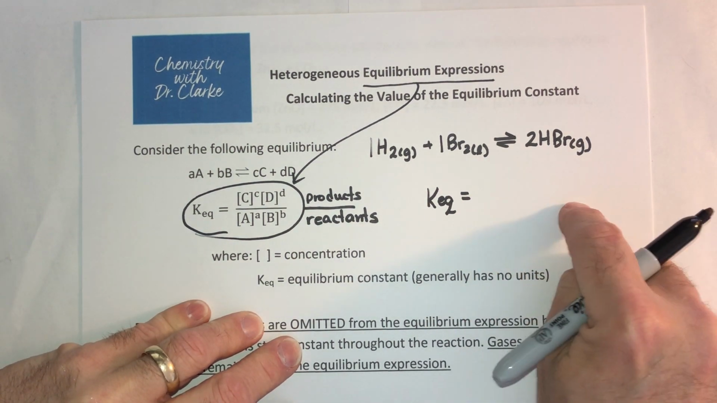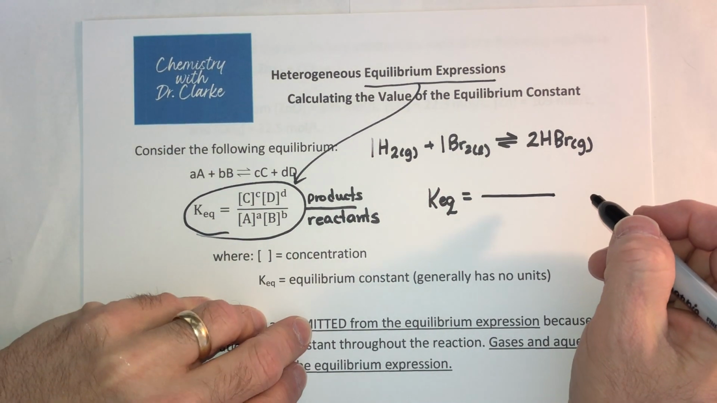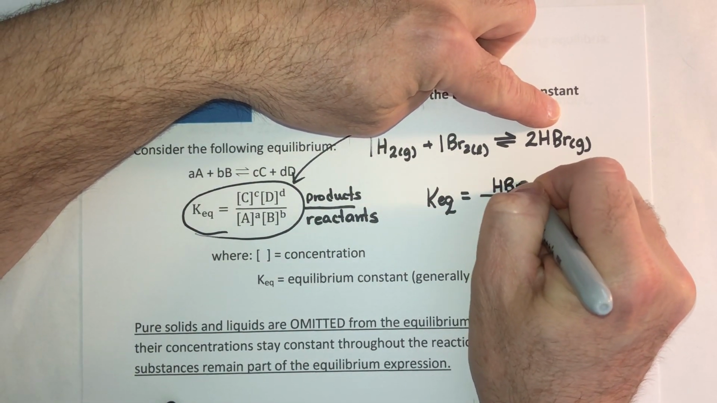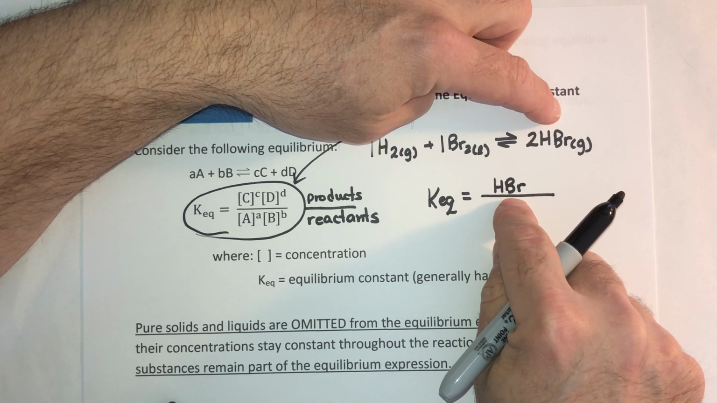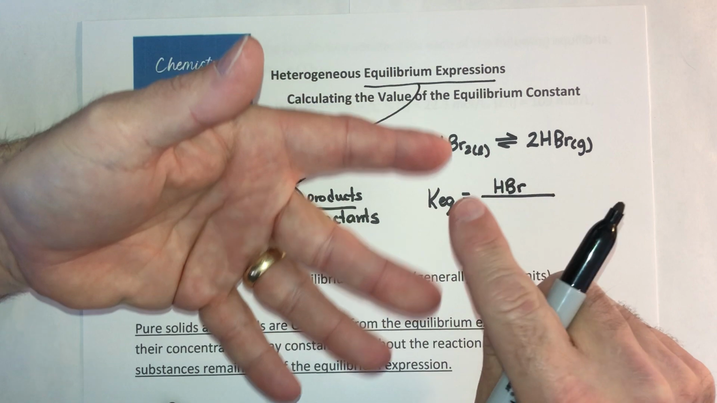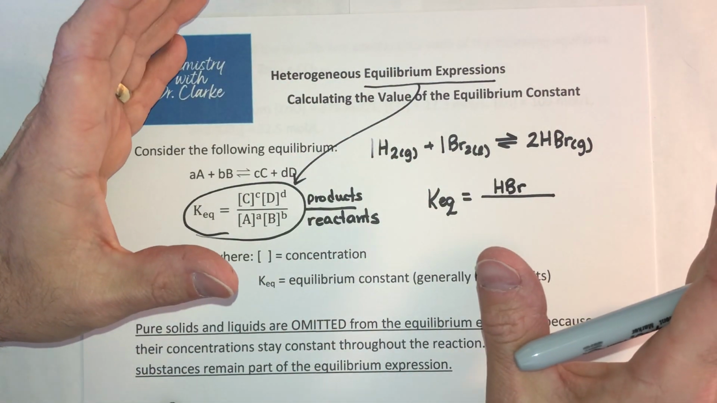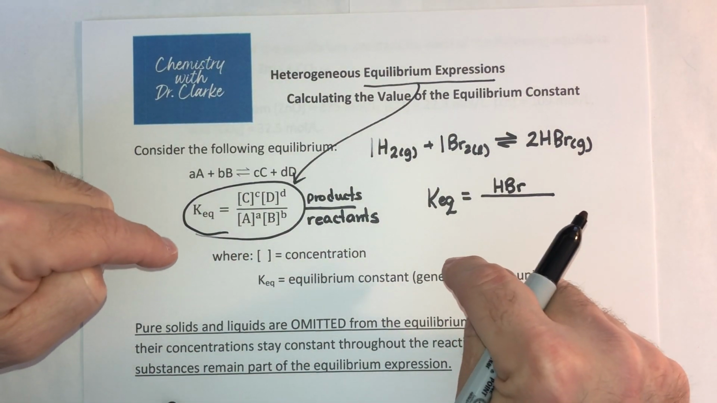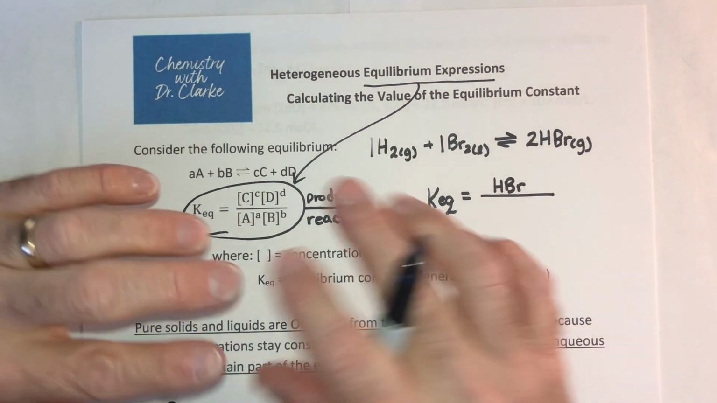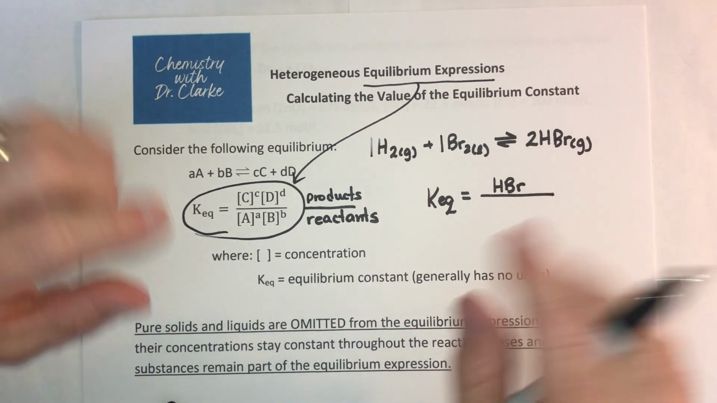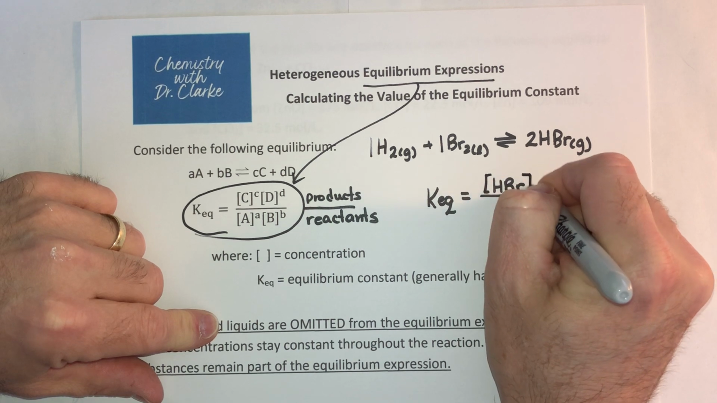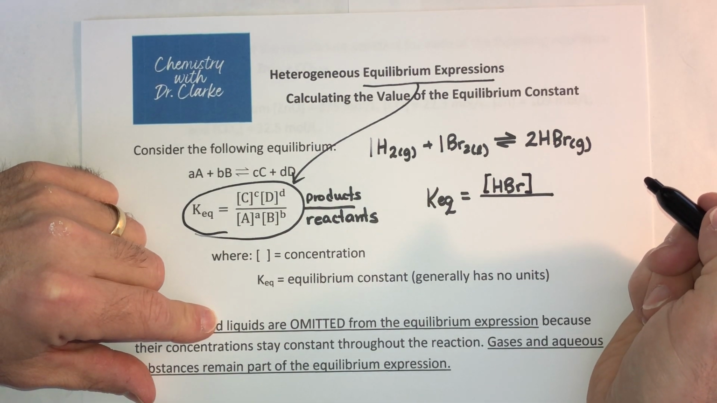So if I do that for this, KEQ, products on the top, reactants on the bottom. So I have only one product. It will be the HBr. Now, I could know a lot of things about HBr. I could know its moles, or its density, or its mass, or its volume. But for these calculations, what we really like is concentration. And in order to tell everybody that it's going to be concentration, we use square brackets. So I'm going to put some square brackets around this to show concentration.